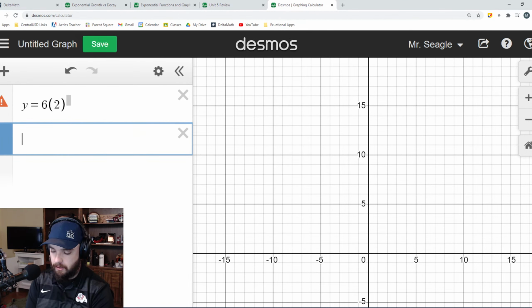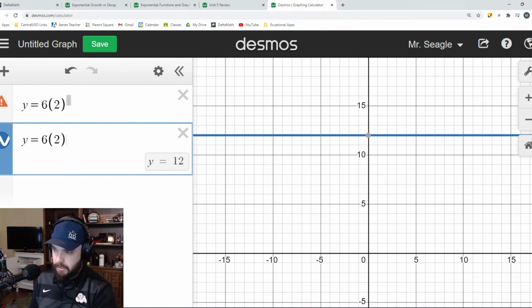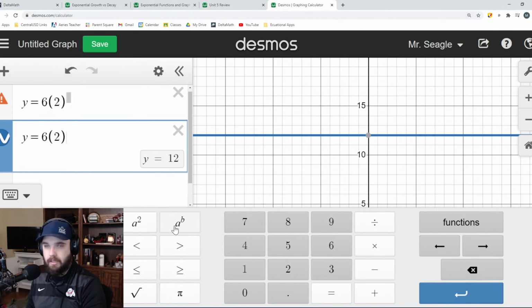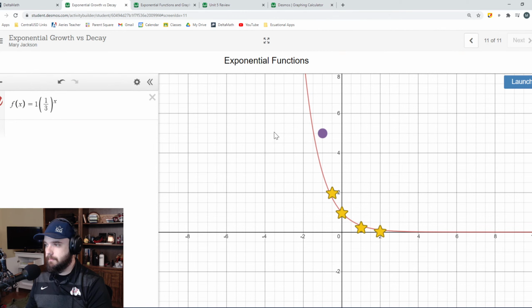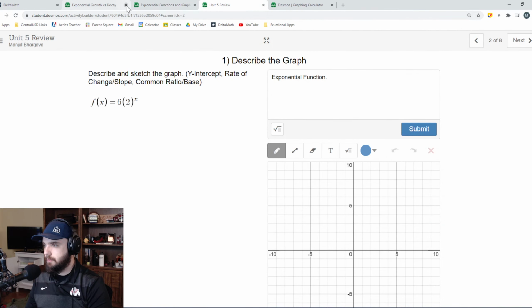That's one way. The other way to do this, we're doing 6 times 2, is to hit A to the B on the keypad, right where my face is. It'll also take you up to the exponent. So, oops, we can get rid of these.